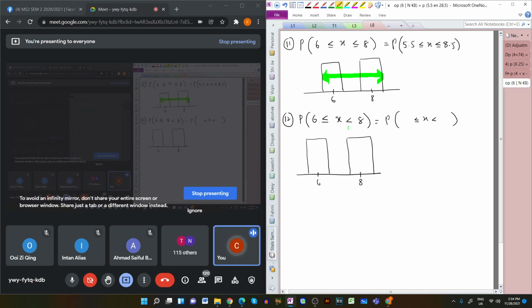Now, if you notice here, there's no equal here, so you don't go inside the box, and there's an equal here, you go inside the box with the 6. So like this.